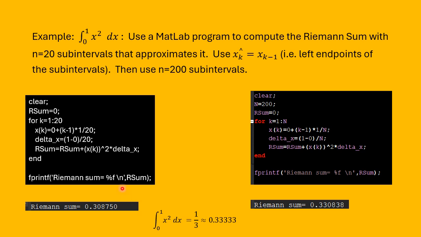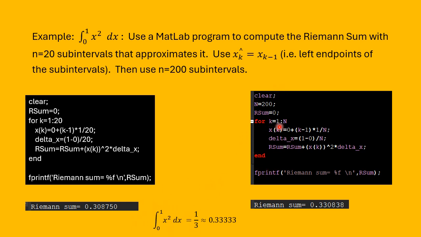not exceedingly close. But then we only used 20 subintervals here. If we write essentially the same program again for 200 subintervals, what we get is the Riemann sum computed here is 0.330838, and you can see that this number is even closer to 1/3, which is approximately 0.33333. The larger n we use, the closer the Riemann sum should be to the actual value of this integral.